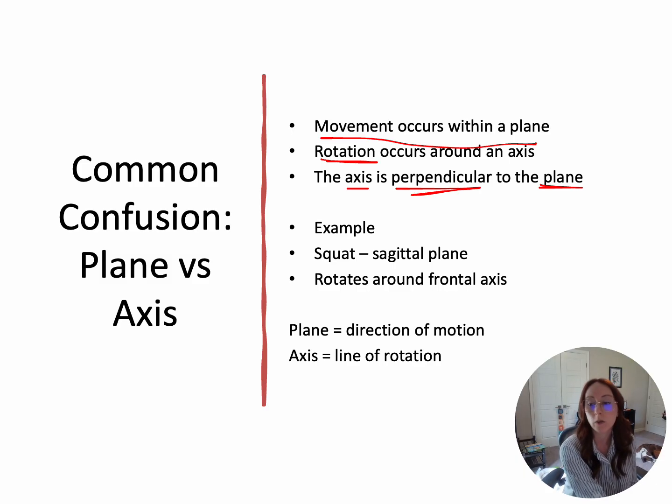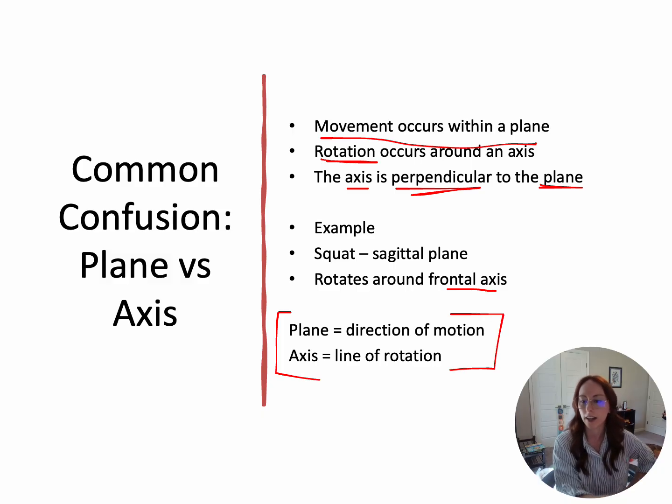So for example, with a squat, you are flexing and extending the hip and the knees. That is in the sagittal plane, with flexion and extension. And so the axis of rotation for those joints, for it to allow those movements, is going to be around the frontal axis, what's going to be perpendicular. So again, plane is a direction of movement, while the axis is a line of rotation.